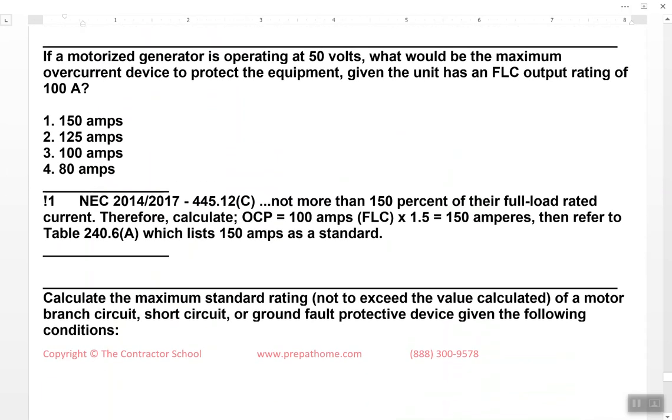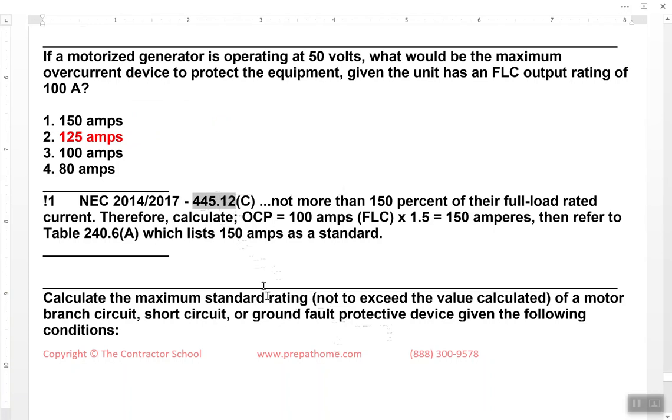So, if a motorized generator is operating at 50 volts, what would be the maximum overcurrent device to protect the equipment, given the unit has an FLC output rating of 100 amps? Interesting. Well, you can almost guess 125, right? And then everyone's going to guess this, and guess what? Wrong, right? Because we don't guess. We have to look it up. So this is for generators, a little bit different.